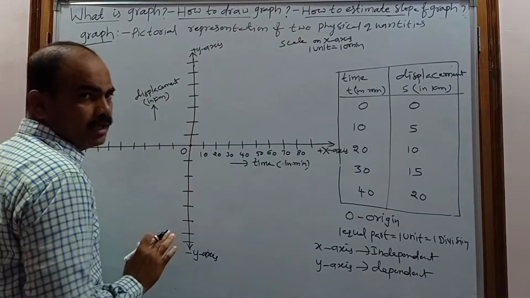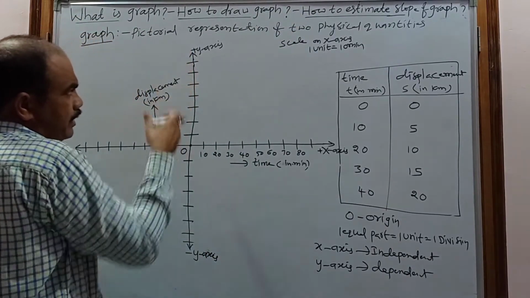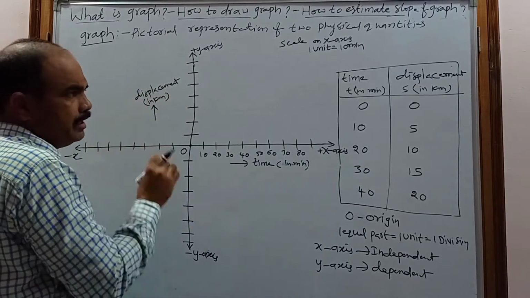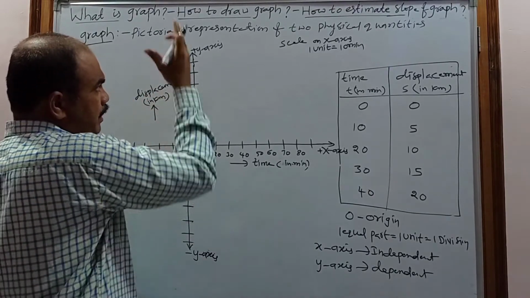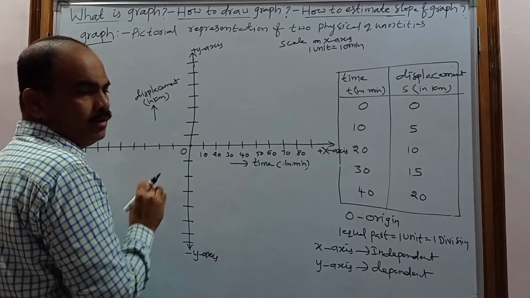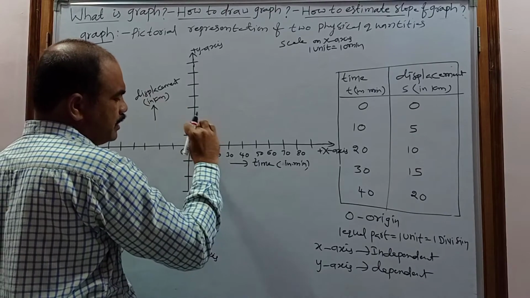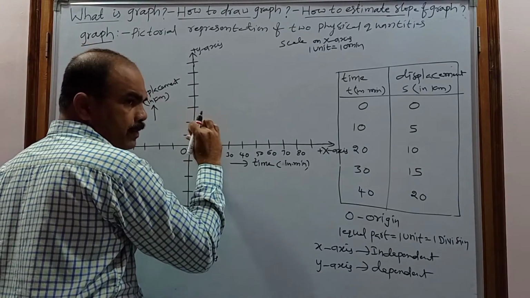Right, topmost of the graph. And next I am going to assign the scale to the y-axis. On the y-axis we are taking displacement, and the displacement is in kilometer, so the scale on the y-axis will be in kilometer. Okay, so the scale is in kilometer, but you have to decide how much 1 unit can represent.